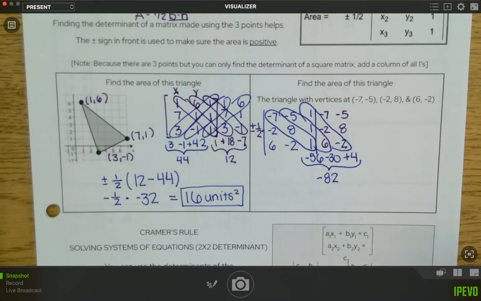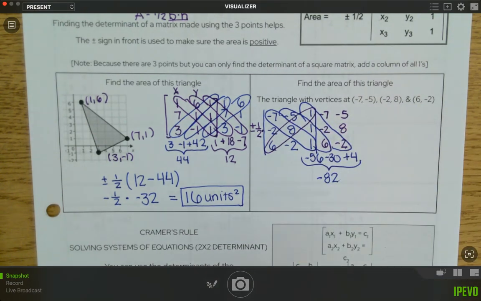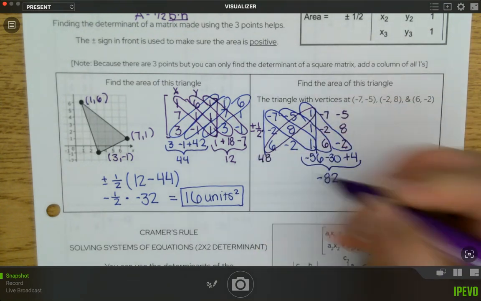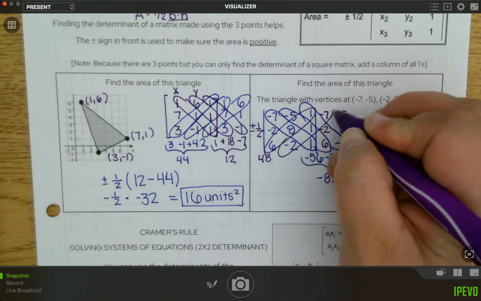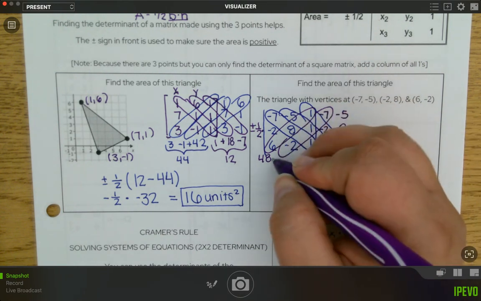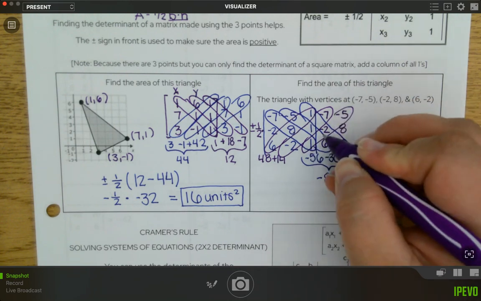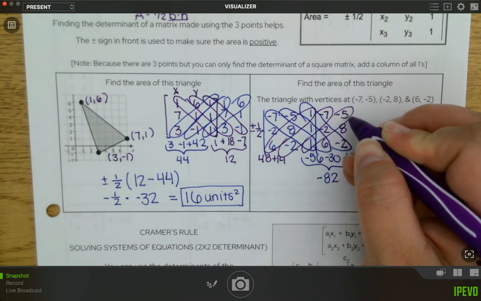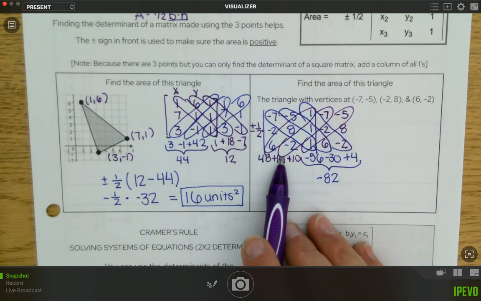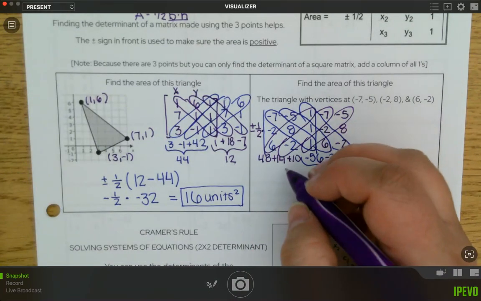And then you do the same idea, but you need the left diagonal instead. 6 times 8 is 48, times 1 is still 48. -2 times 1 is -2, times -7 is now +14. And 1 times -2 is -2, times -5 is +10. So we've got 48 plus 14 plus 10. That is going to be 72.